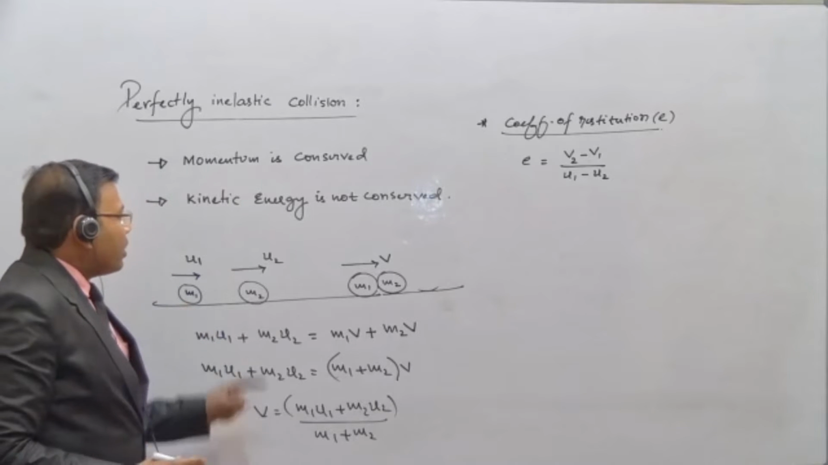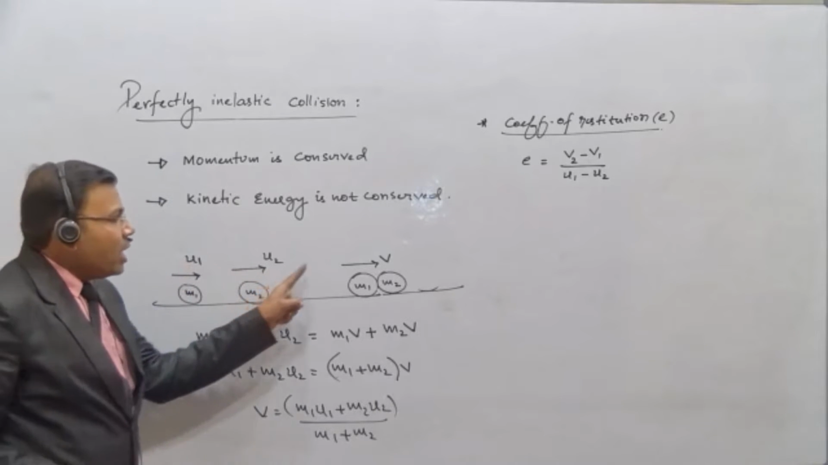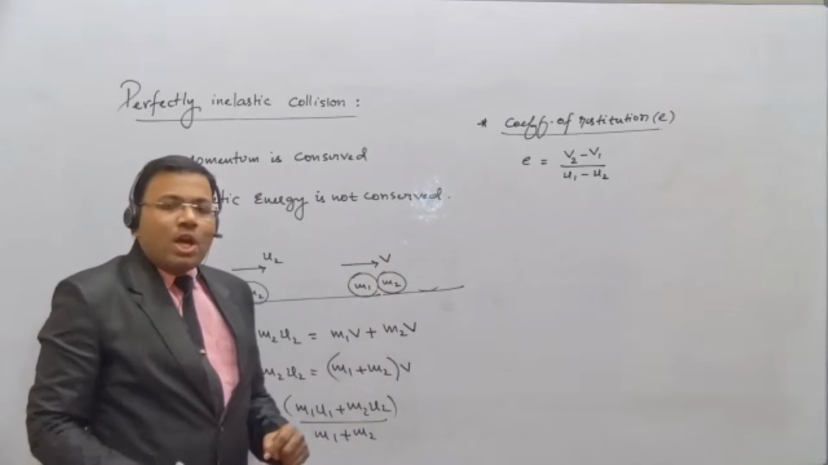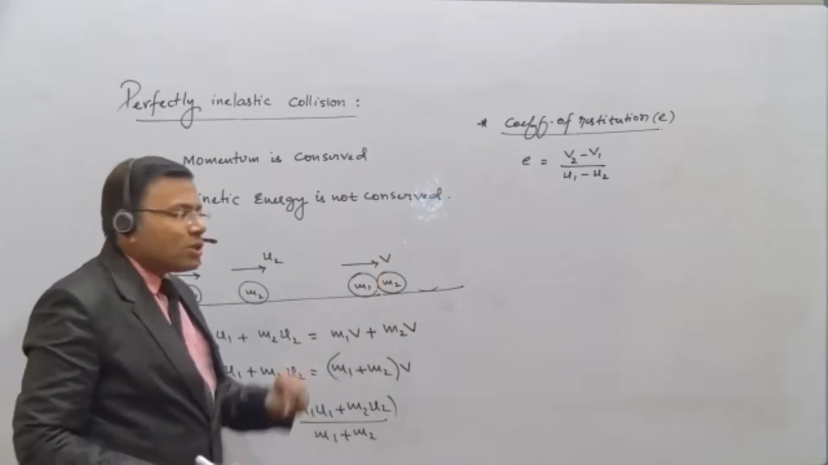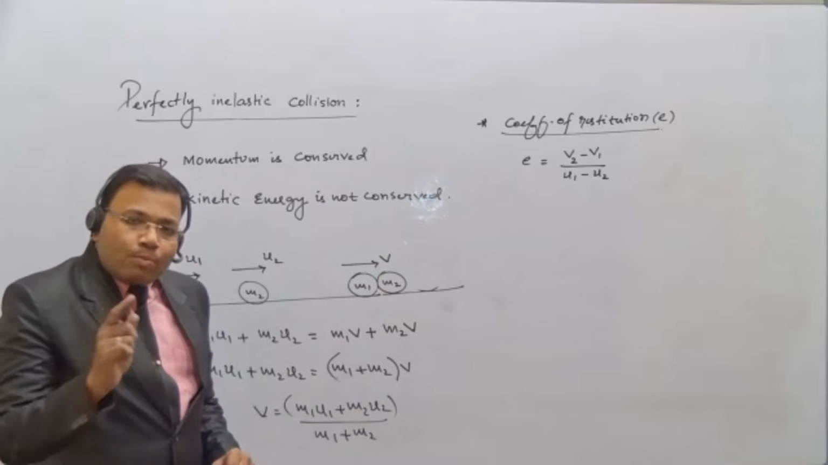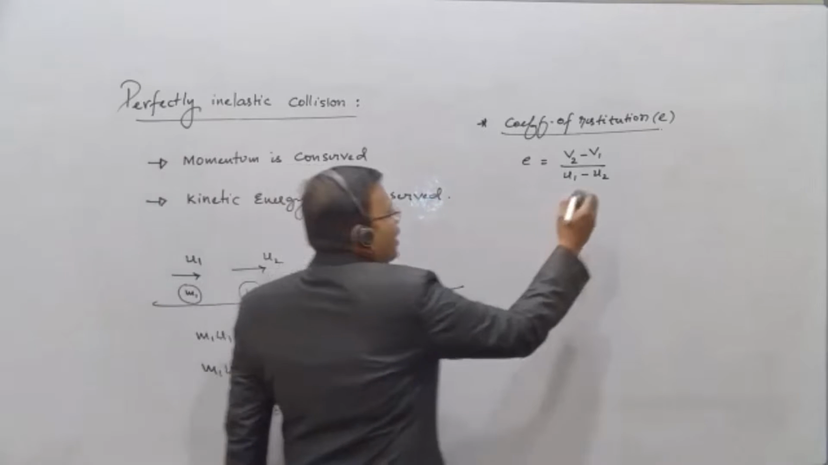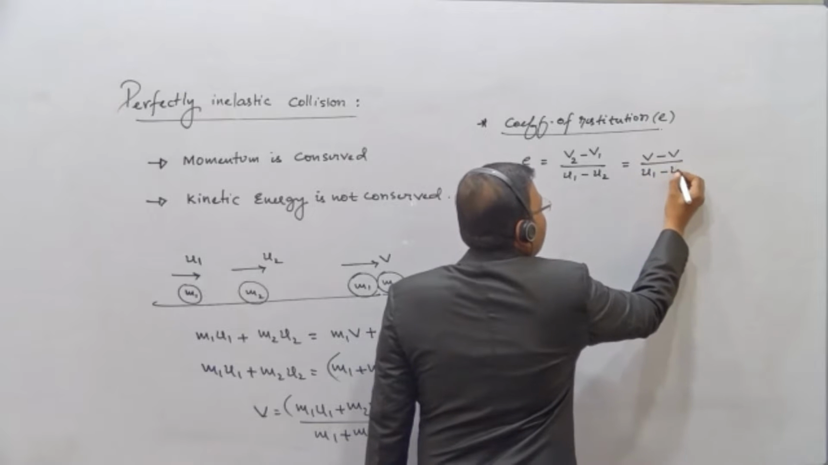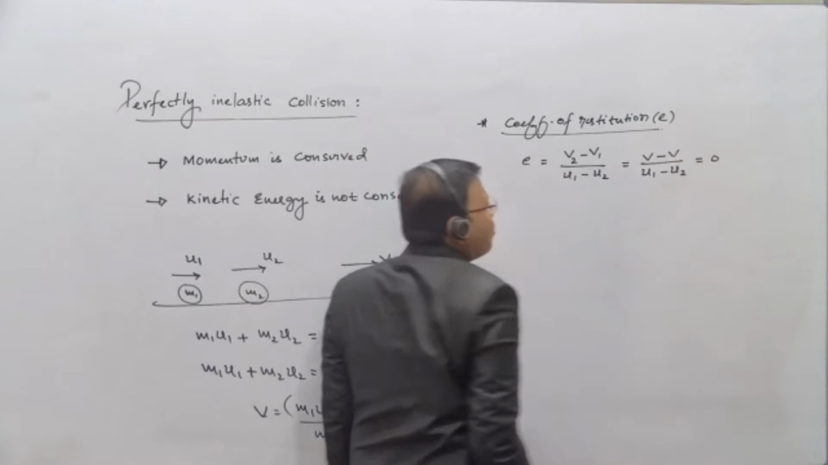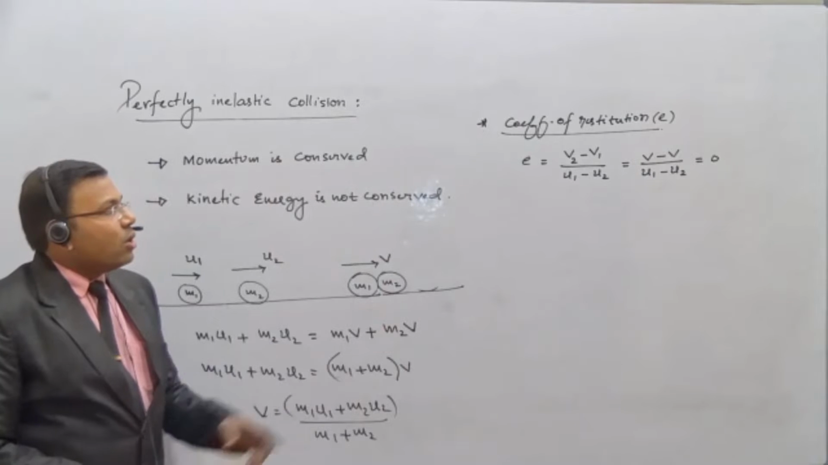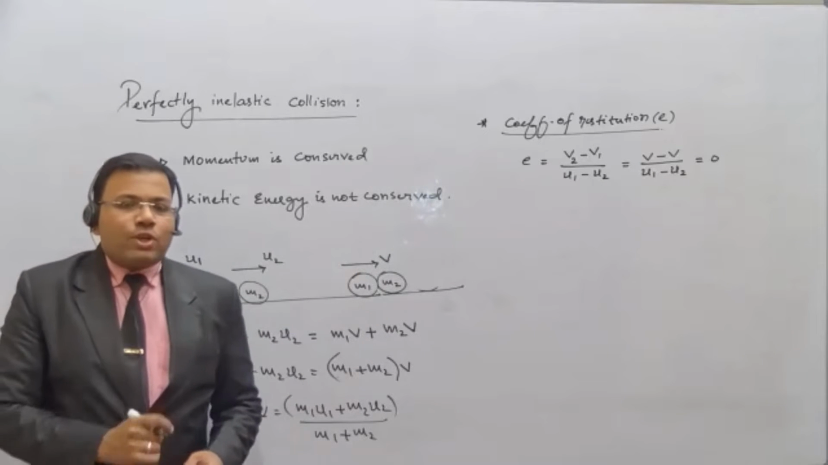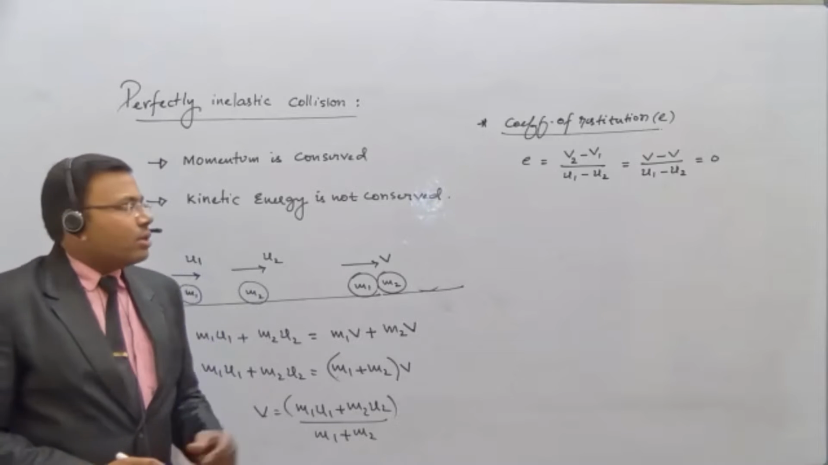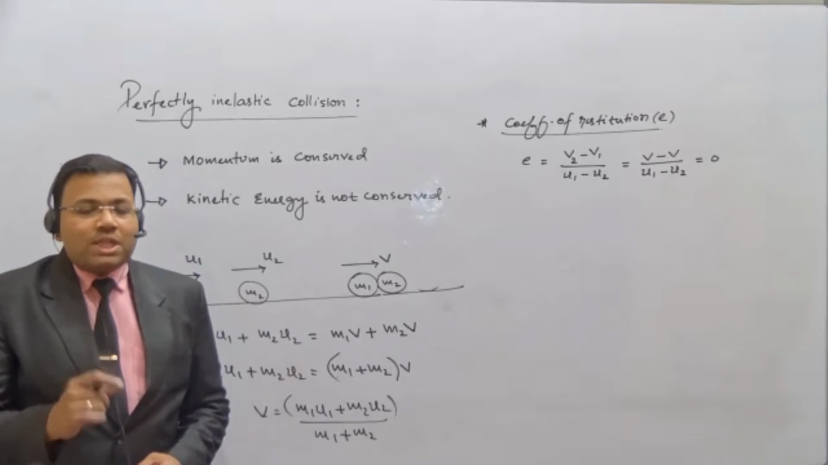Now clearly you can see u1 is u1, u2 is u2 only. But what is v1 after collision? Final velocity of the first body, it is v. Final velocity of the second body, that is also v. That means v1 and v2 both are v only. So therefore, this is v and this is also v. This is u1 minus u2, and v minus v will become 0. So the coefficient of restitution under the situation where we observe the perfectly inelastic collision, the value for E is 0.